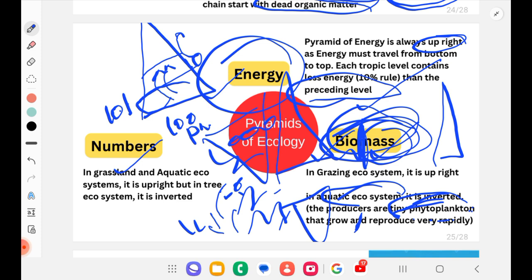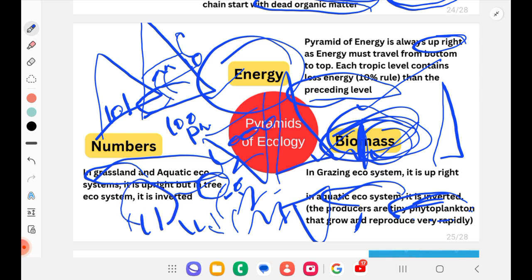Then if you see the number pyramid, it is upright in grassland and aquatic ecosystem. Numbers are more. Okay, but it is inverted in case of tree ecosystem. Because the number of organisms that are dependent on a tree is more. So number is more on tree. Many plants will be there. Many birds will be there on a single tree. So that is why it is inverted.